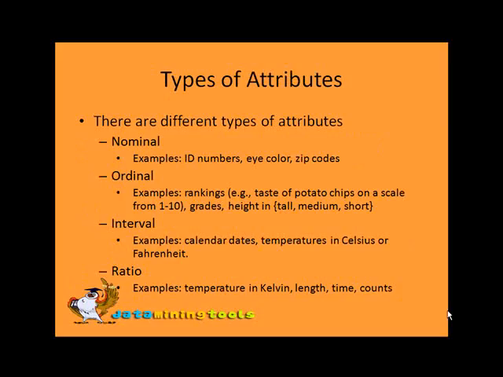Let's see what are the types of attributes. Different types of attributes are nominal, under which we can have examples like ID number, eye color or zip code. Under ordinal we have examples like rankings, grades or height: tall, medium and short. Under interval we have examples like calendar date, temperature in Celsius or Fahrenheit. Under ratio we have examples of temperature in Kelvin, length, time and count.